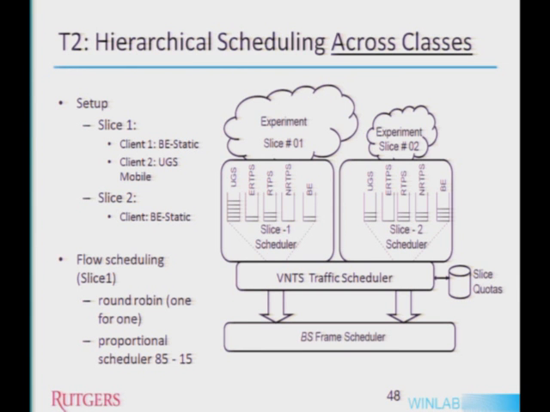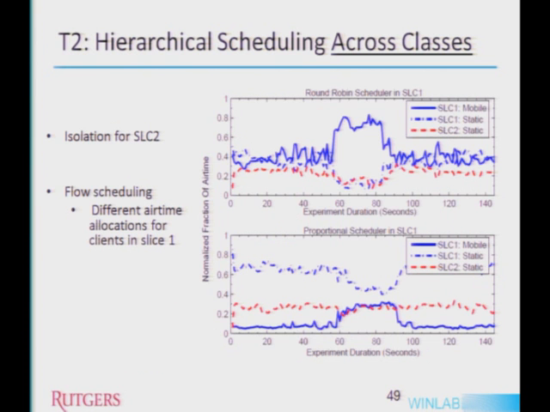For slice 2, we again have a static client which has best-effort service. Along with different priorities, we are going to do flow scheduling within each of these slices. In one experiment, I'm running a round robin scheduler across the two flows. In the other experiment, I'm going to show how it behaves with a proportional scheduler, not proportional fair.